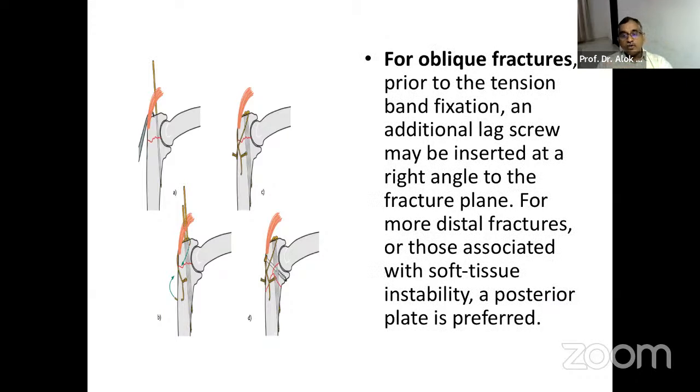For oblique fractures, prior to the tension band fixation, you can put an additional lag screw at a right angle to the fracture plane. For more distal fractures or those associated with soft tissue instability, a posterior plate is needed. So you get a reduction, pass the wire, pass two wires which are important. You have to bend the wires so that you insert them. They should go deep and not away from the bone. And in oblique fractures, you can pass a screw, so that keeps the fragment stable before putting the tension band.